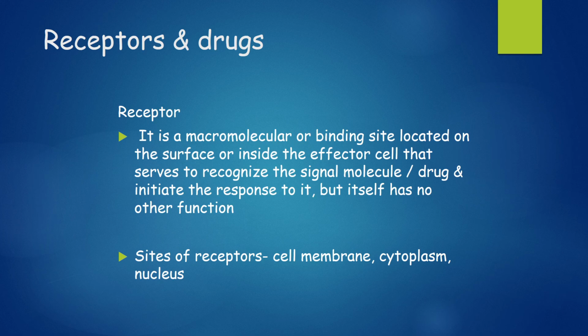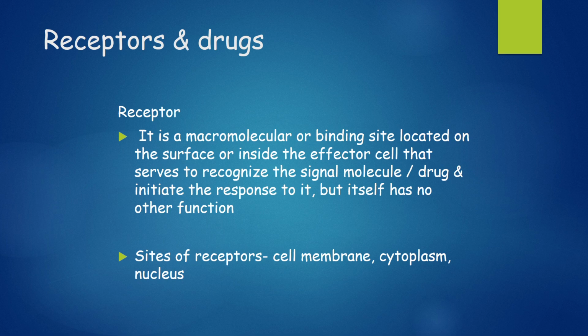Now, receptors and drugs. What are receptors? A receptor is a macromolecular binding site located on the surface or inside the effector cells, that serves to recognize the signal molecule or drug and initiate the response to it, but itself has no other functions. So keep in mind that the receptor is a macromolecular substance seen inside or outside of an effector cell, which directly has no action. Directly it cannot produce any action, but it should be stimulated by some molecule, drug or impulse.